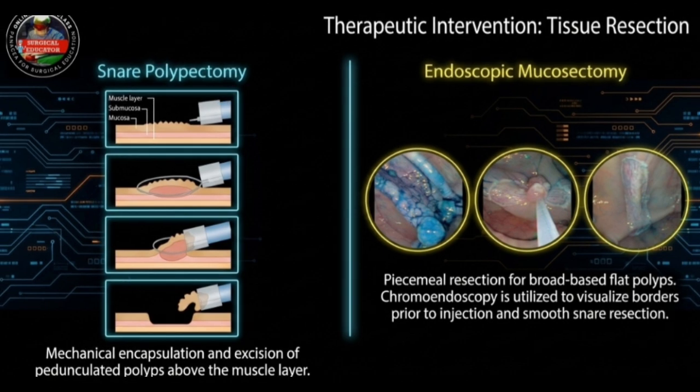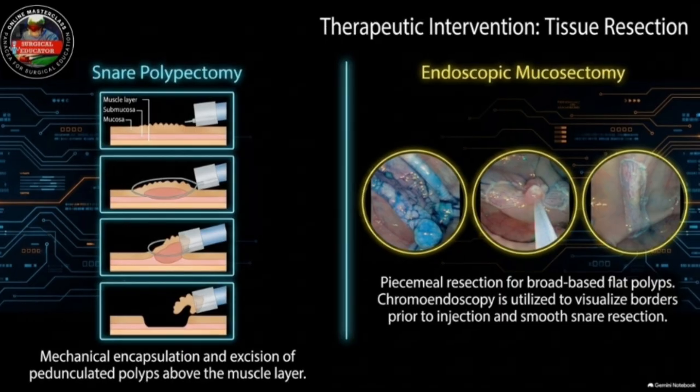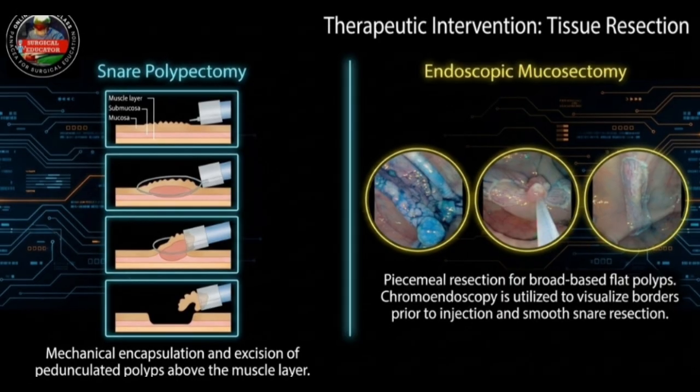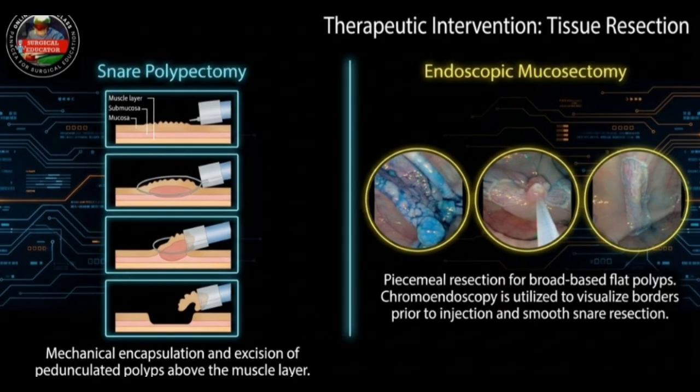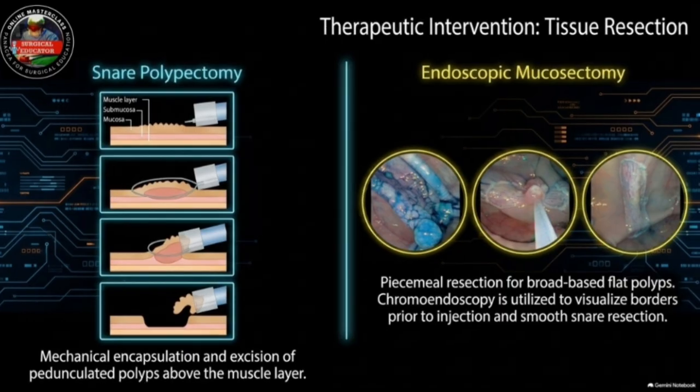Why inject fluid under the lesion? It is a vital safety mechanism. You see, a flat lesion sits directly on top of the deeper muscle layer of the colon wall. Okay. If you try to snare it flat, you will almost certainly grab the muscle layer, cut through it, and cause a massive perforation. Which we definitely want to avoid.